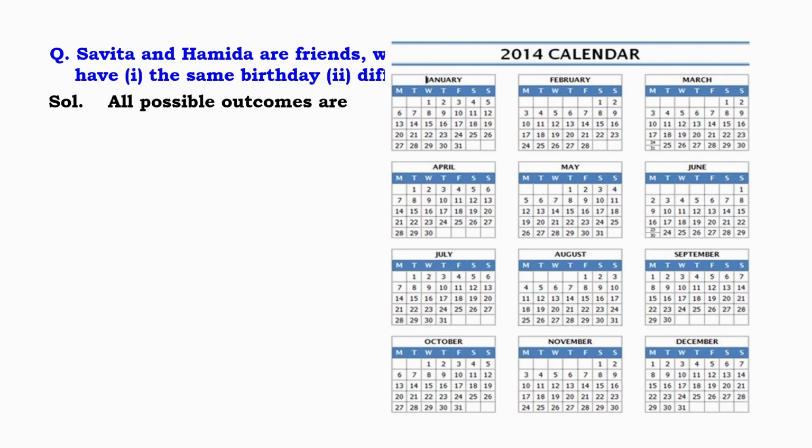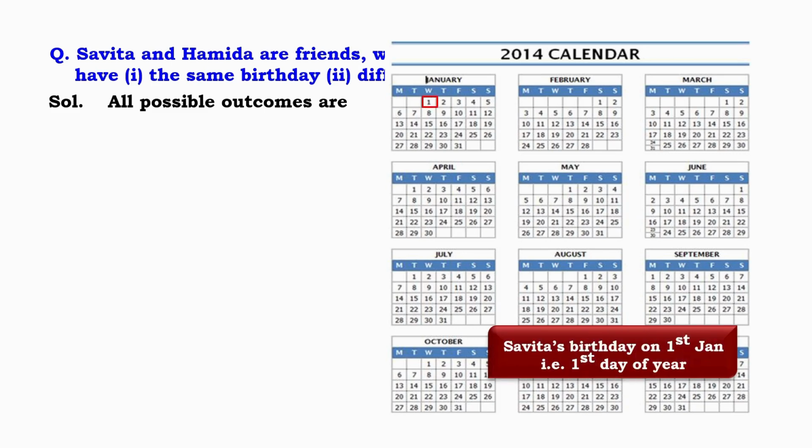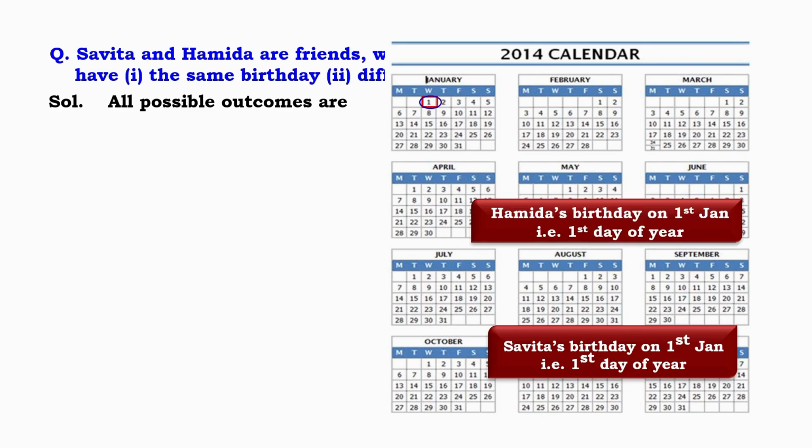All possible outcomes: we are going to consider a normal year, where we'll have 365 days. Let us consider that Savita's birthday is on 1st Jan, that is the first day of the year. If they are having the same birthday, that means Hamida's birthday is also on 1st Jan, the first day of the year. Then only they will have the same day birthday. So it can be 1 1.